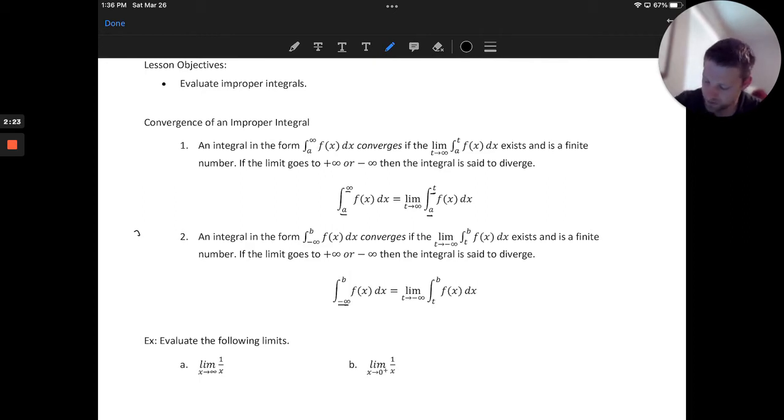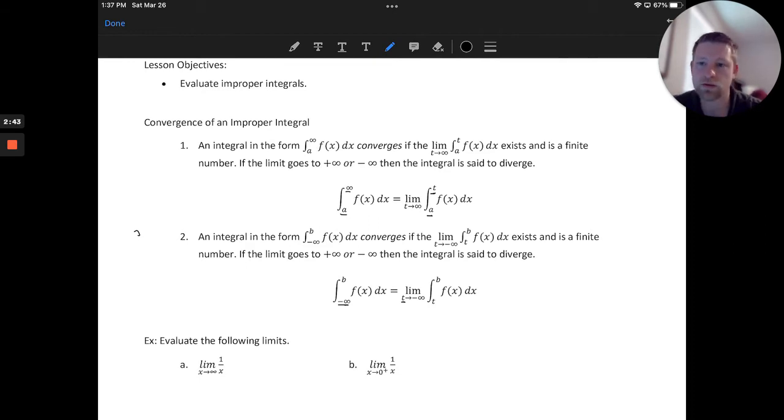If we let t go to negative infinity, we'll have the limit as t goes to negative infinity of the integral from t to b. And we want to make sure that that, again, converges to a finite number.